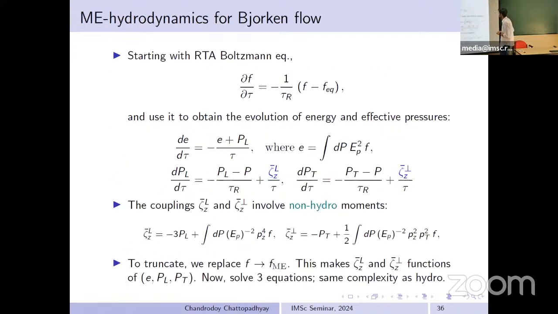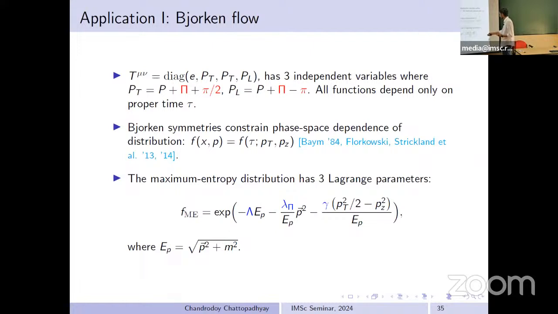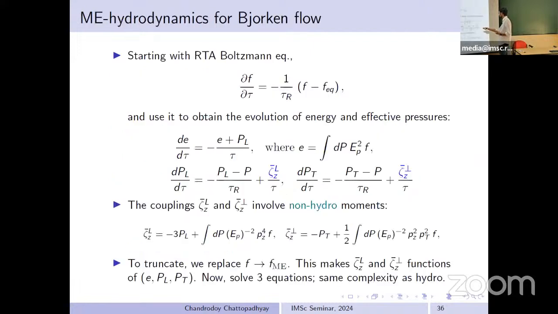So again, just to put it concretely, we start with the Boltzmann equation and convert it to evolution equations of energy density and effective pressures. These are not closed because they involve the full distribution function, and here we replace it with the maximum entropy distribution function. So basically we solve 3 equations. It does not have exactly the same complexity as hydro, because at each time step we have to invert to obtain the Lagrange multipliers in terms of energy density, PL and PT. And then we solve it.